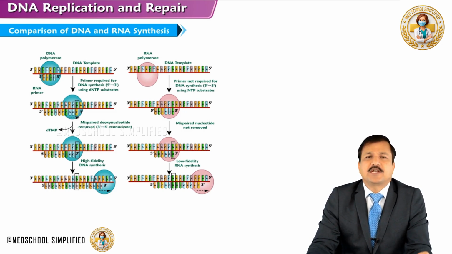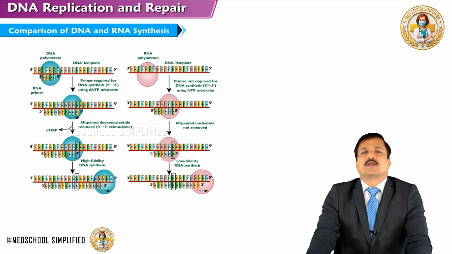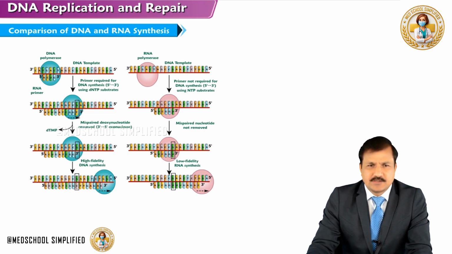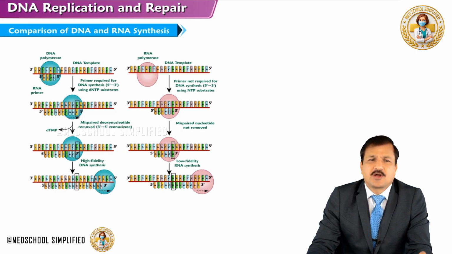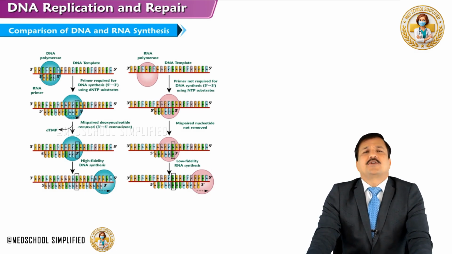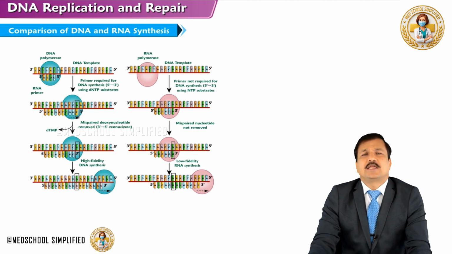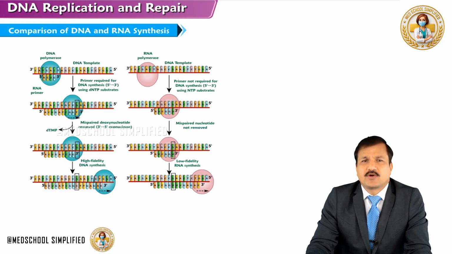The substrates for DNA synthesis are the deoxyribonucleotides, whereas the substrates for RNA synthesis are nucleotide triphosphates. So DNA synthesis needs deoxynucleotide triphosphates, whereas RNA needs just nucleotide triphosphates. The difference is the pentose sugar. Now DNA contains thymine, whereas RNA contains uracil. And DNA polymerases require a primer, whereas RNA polymerases do not require a primer.